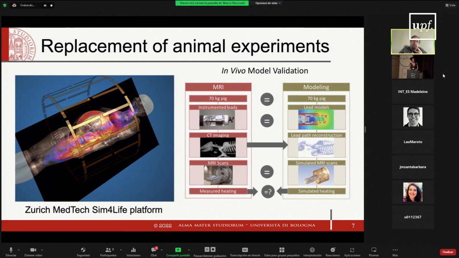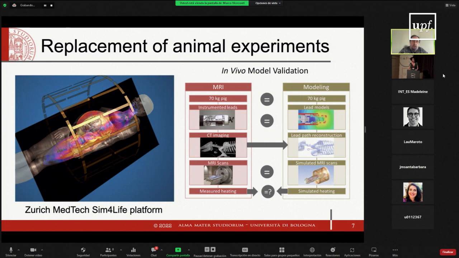Now medical devices have to declare whether they are MRI safe or not. This is a sort of additional certification, and to do this now, at least in the United States, you can use a completely in silico pathway, as opposed to very complex animal experiments.